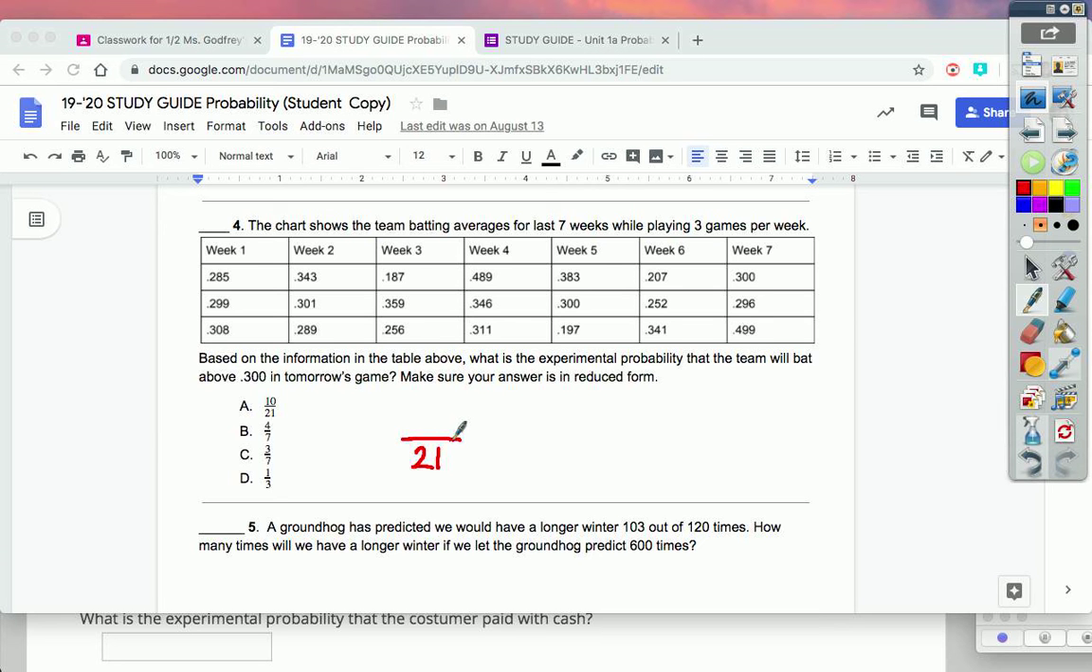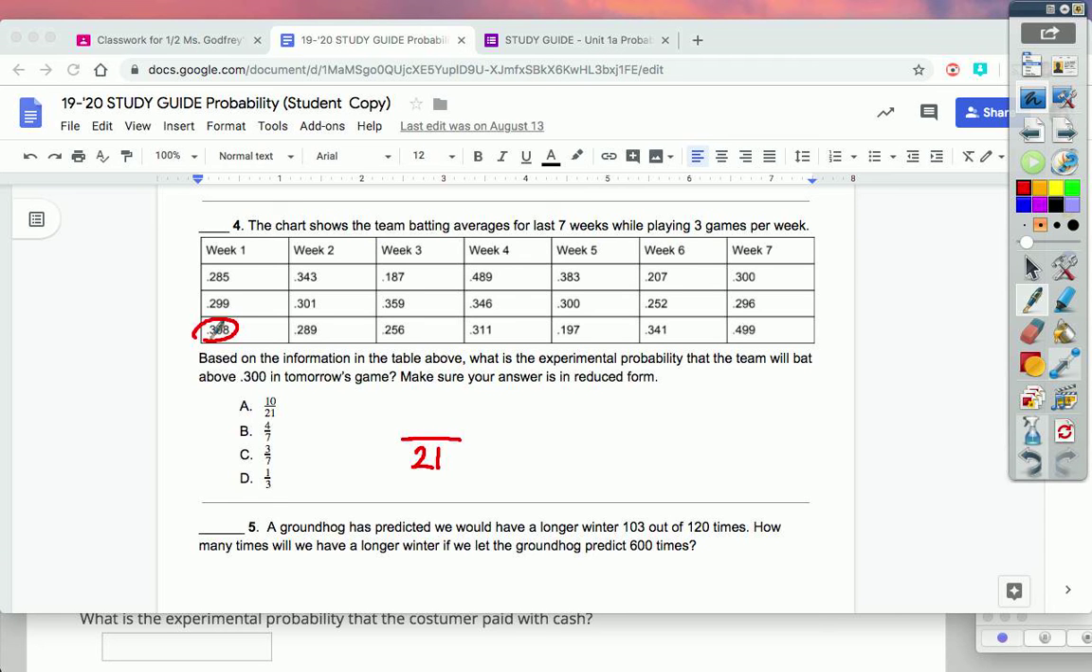If you're not sure how to do that, you can simply count 1, 2, 3, 4, 5, 6, 7, 8, 9, 10, 11, 12, 13, 14, 15, 16, 17, 18, 19, 20, 21. 21 games. We are not finding the total batting average. We're looking at the number of games. So we're looking for the ones that are above .300.